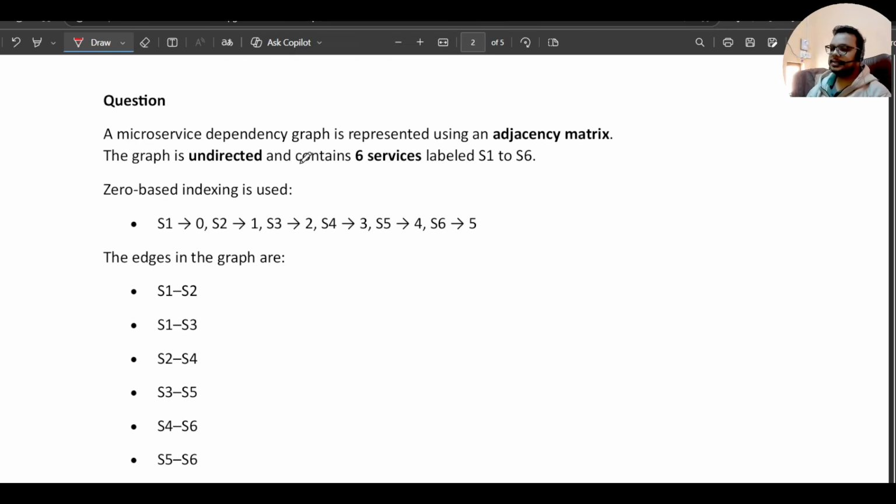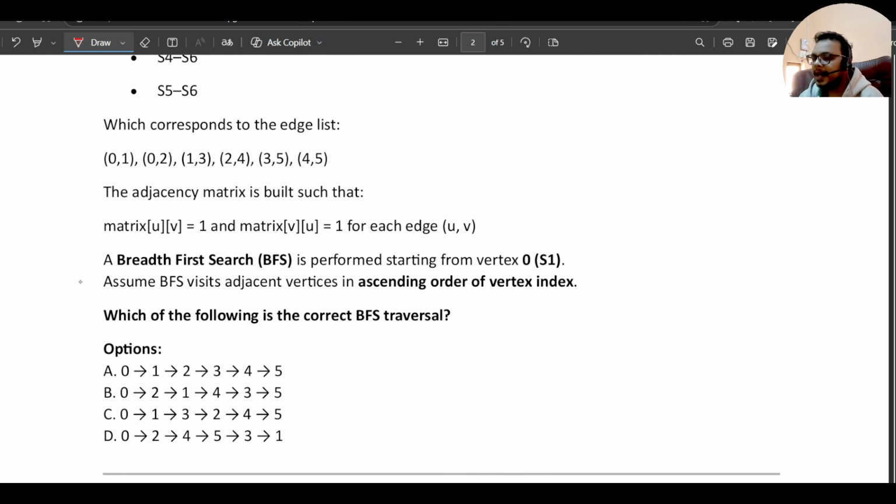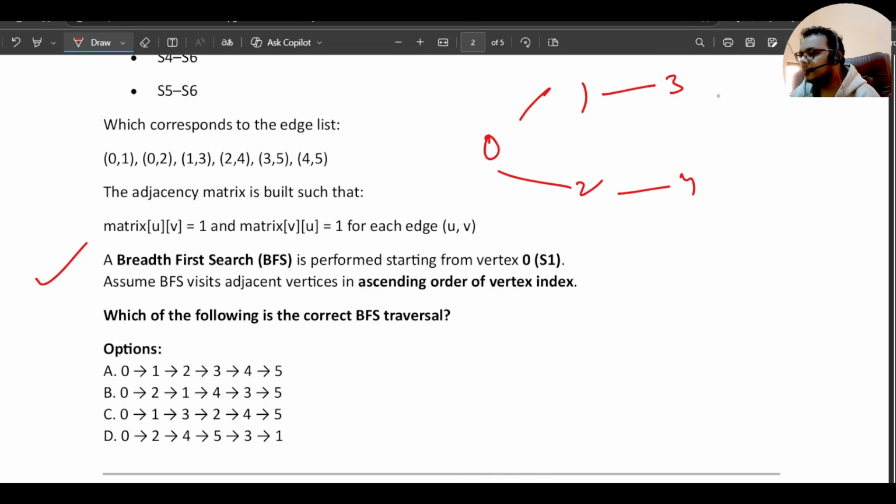Okay, second question, same question. The question is the same, the only difference is they are asking for BFS traversal. Again the graph is the same: from 0 to 1, 0 to 2, from 1 to 3, from 2 to 4, from 3 to 5, and from 4 to 5.